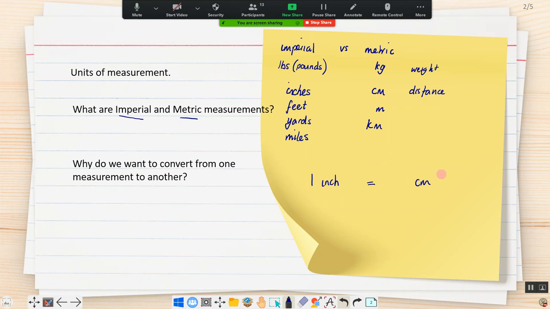Do you know? Doesn't matter if you don't. An inch is the same as like 3 or 4 centimeters. Not quite. It's actually 2.5 roughly. Okay. So, why do we want to convert between them then?